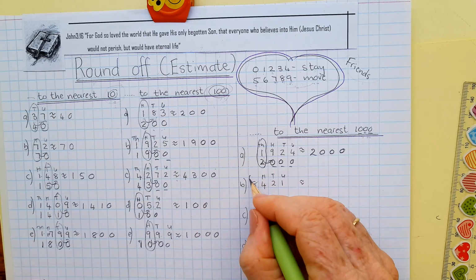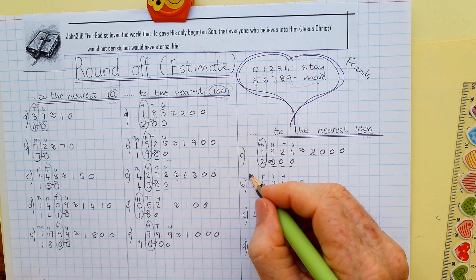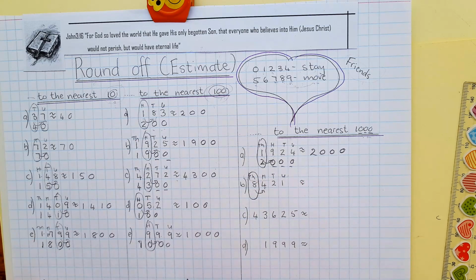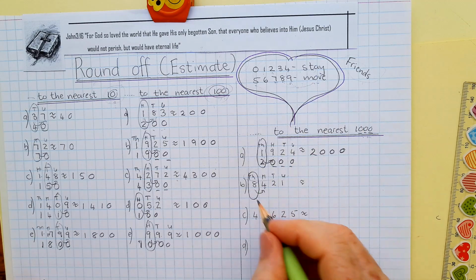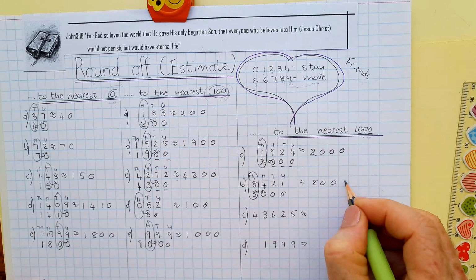Units, tens, hundreds, 1,000. Can you see? I'm working with my place values. So I circle my 1,000. 4. Must I stay 8 or must I move to 9? And what does 4 say? You must stay 8. So my answer will be 8,000.